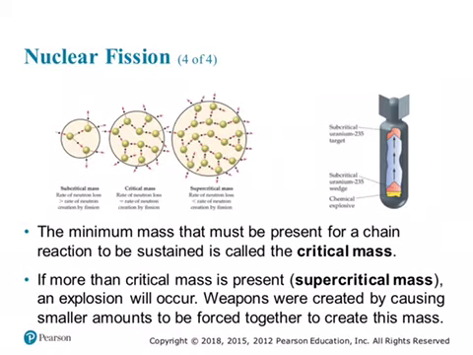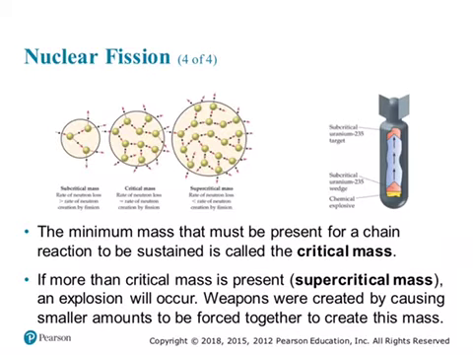So you can see what's called subcritical mass. In a subcritical mass, the rate of neutron loss is greater than the rate of neutron creation by fission. The reaction will not be sustained. In a critical mass, the rate of neutron loss equals the rate of neutron creation by fission. And then if you have more than the critical mass present, where your rate of neutron loss is less than the rate of neutron creation by fission, an explosion will occur.